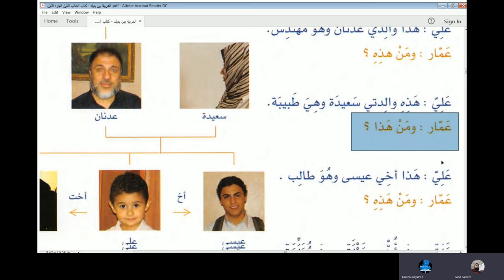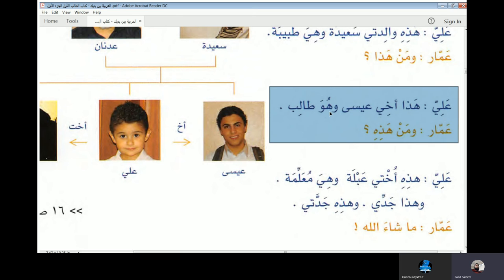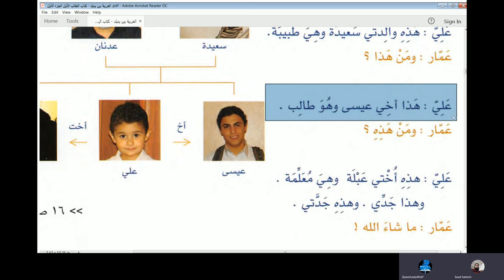Wa man haza? And who is this? Ali: Haza akhi Isa, wa huwa talibun. This is my brother Isa, and he is a student. Ammar: waman hazihi, and who is this? Okay. Ali: haza akhi Isa, wa huwa talibun. Ali says, this is my brother Isa, and he is a student.